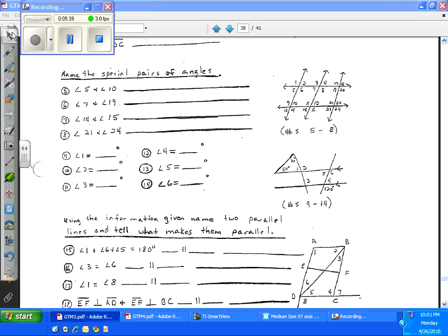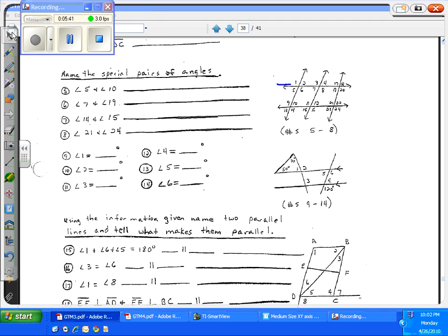They are two non-adjacent interior angles on opposite sides of the transversal. We call them alternate interior angles.